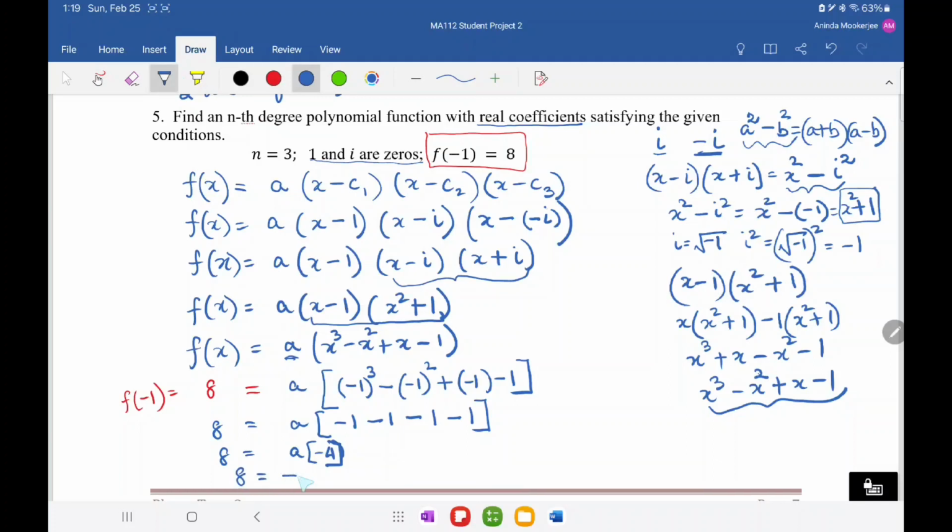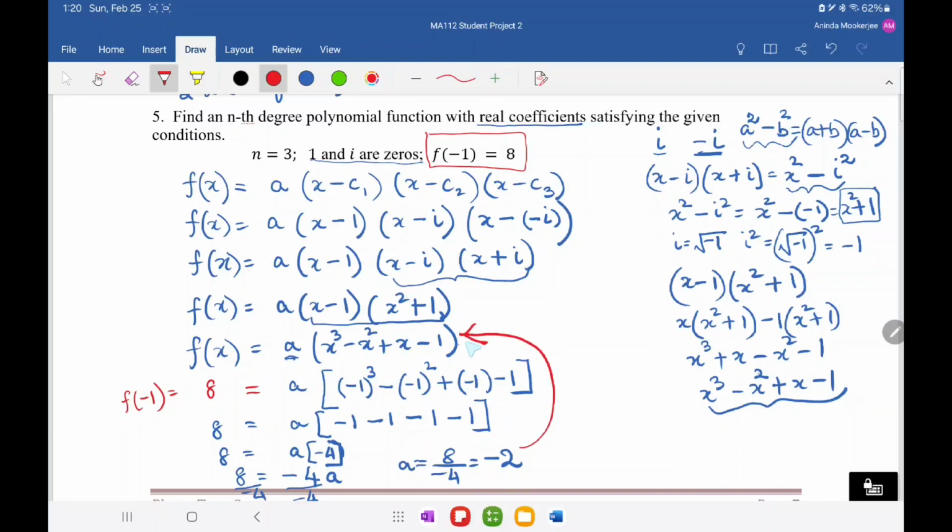8 equals negative 4a. Now we can solve for a to get a value for a. So a will be equal to 8 divided by negative 4, which is negative 2. So we found a value for a, correct? So we divide both sides by negative 4, right? And we get negative 2 for a. So in the final answer, we have pretty much completed the work. All we need to do is write out the polynomial completely in its entirety, plugging in the value of a into this form here.